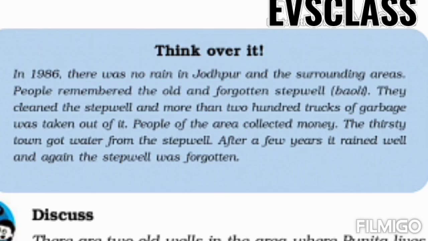So this is Jodhpur. There was no rain. In which year, student? 1986. Very properly, see, the year 1986, and at that time people remembered the old and forgotten step well, because they needed water, they faced the problem of water scarcity. So at that time they remembered Bauli. Understood? Bauli is a very important term, please remember it students. Okay.